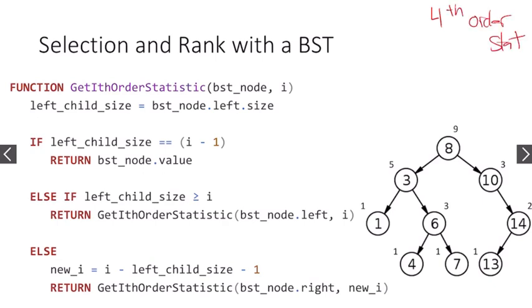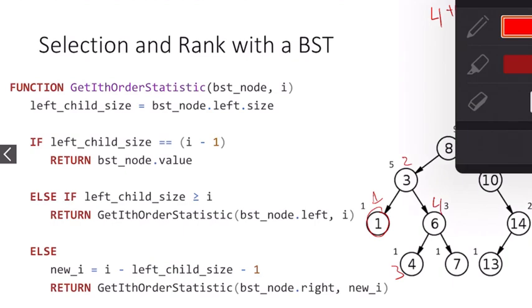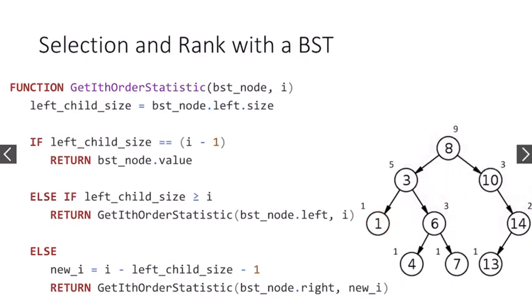Which would be the 4th biggest number? So 1 is the smallest, so that's 1, 2, 3, 4. So we're looking for the number 6. Let's see how this algorithm gives us that answer. It should give us the 6.